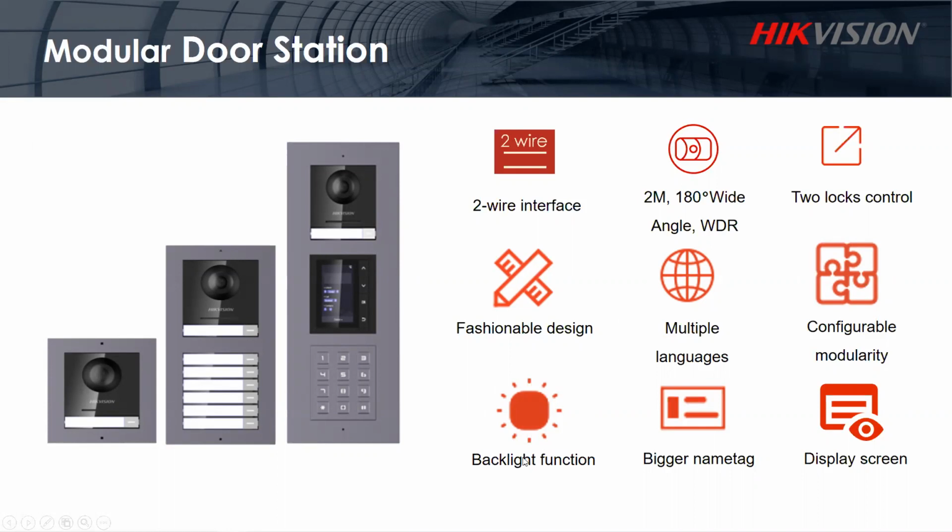As well, all the buttons here have a backlight function. So once the camera goes to night vision, the back of the keypad, for example, or the name tag here will start to give you a backlight function, so you can see it at night. Plus, one of the changes between Gen 1 and Gen 2 is that it has a bigger name tag, and as well a display screen, which is this one here.